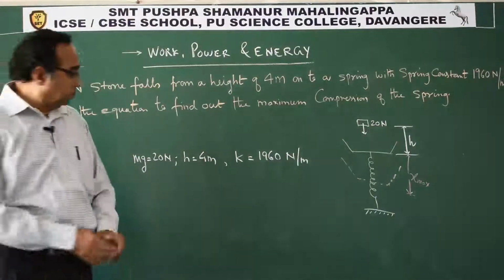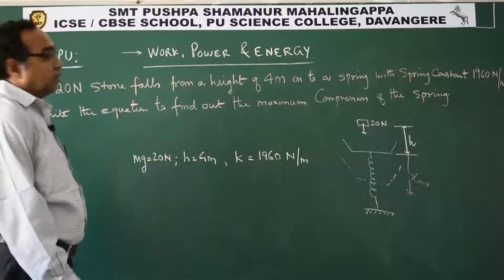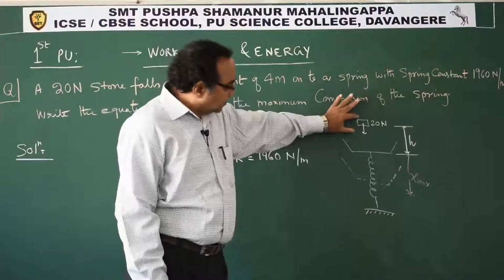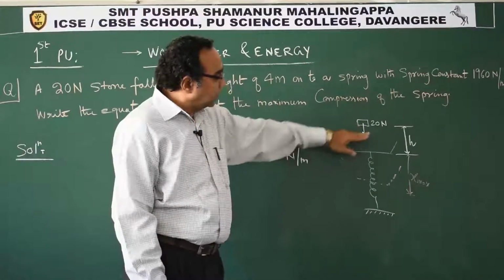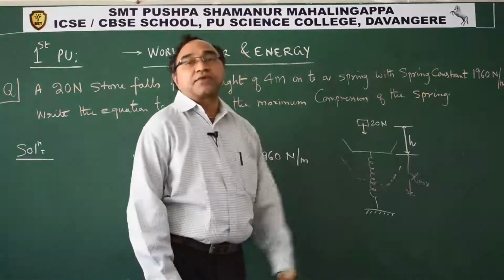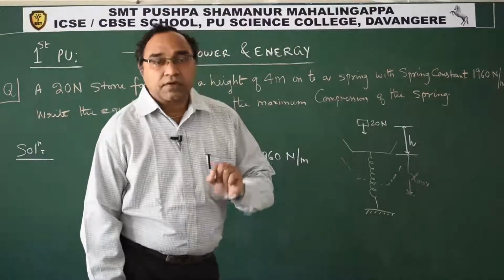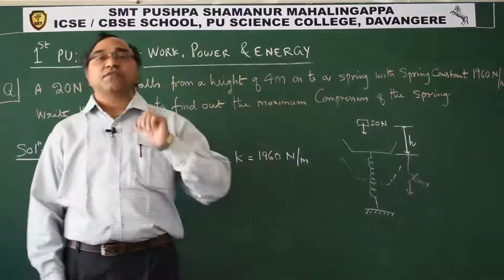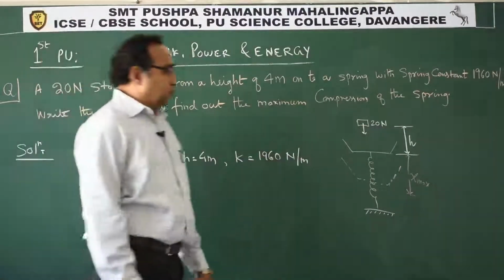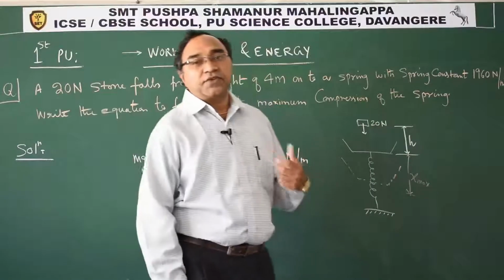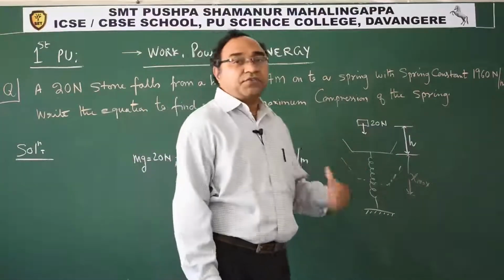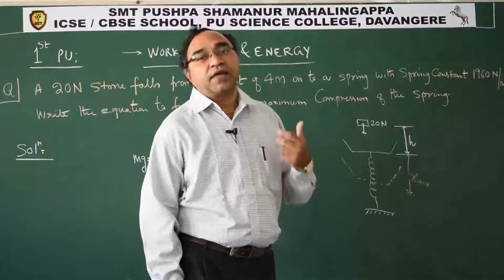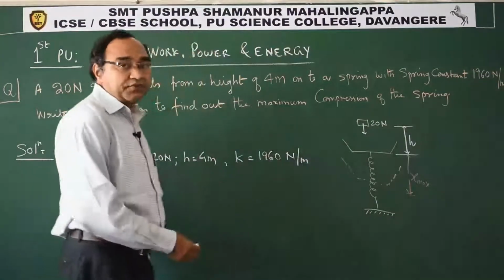Now how to proceed? See, this stone is falling by a distance of h plus x max. So there is a loss in the gravitational potential energy for the stone. Now that loss in potential energy is going where? That potential energy is going to the spring. It is storing in the spring in the form of its elastic potential energy.